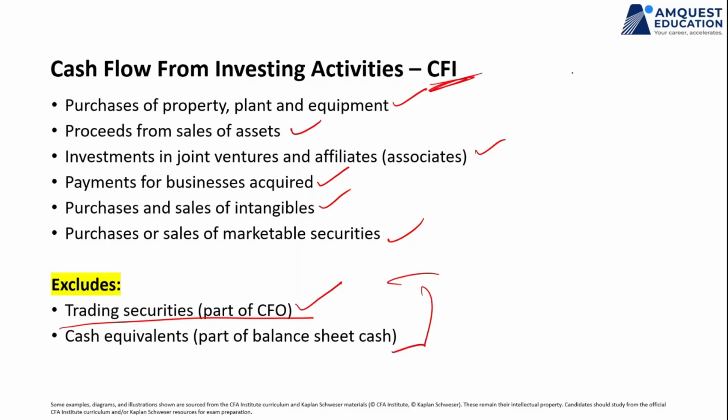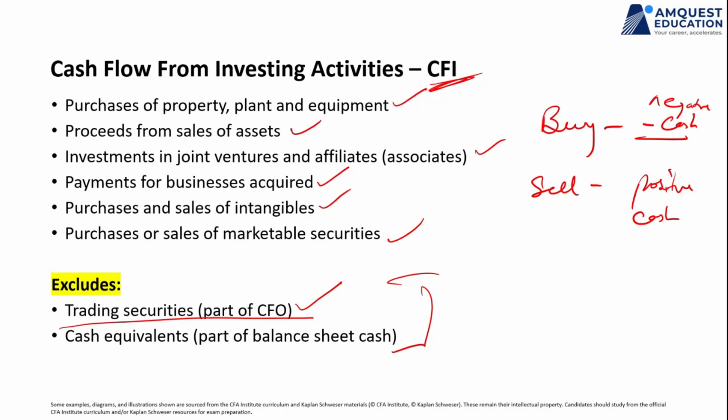Always remember, operating activity means money spent or generated by running company operations. Investing means money spent or generated by buying or selling assets. If you buy, you have negative cash, right? The cash is going out. But if you sell, you have positive cash. The cash is coming inside the business.